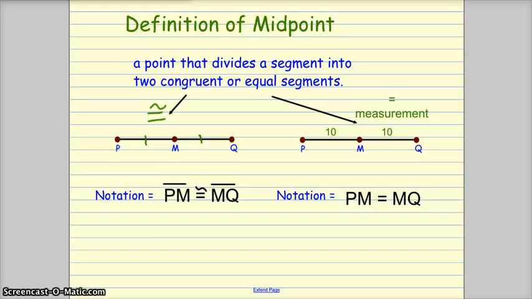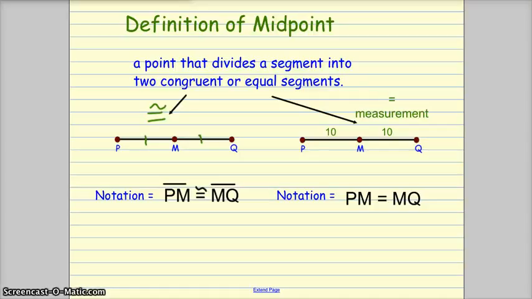All right, definition of a midpoint. Midpoint is something that was defined in your vocabulary. Midpoint is that middle point. It's a point that divides a segment into two congruent or equal segments. Well, if we talk about congruent, what's that going to look like? If we talk about equal, what is that going to look like?